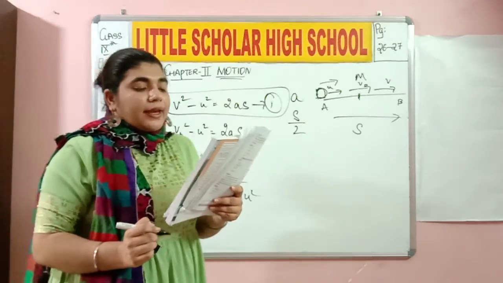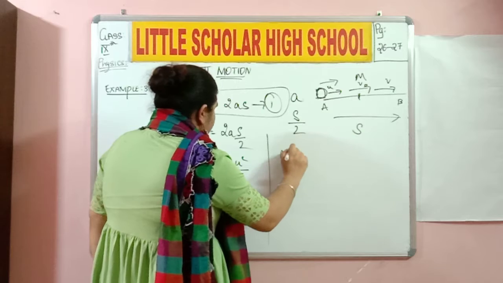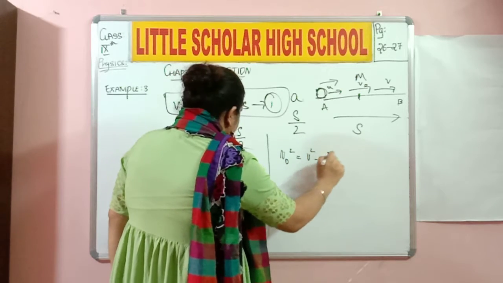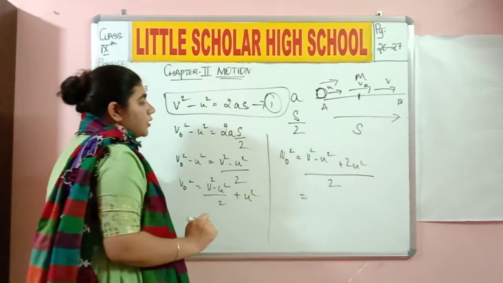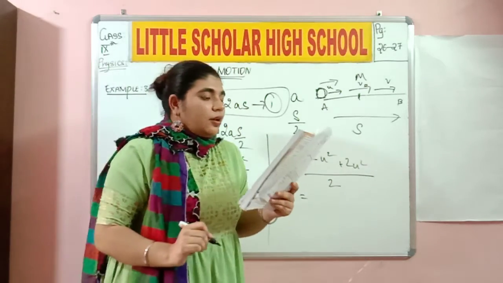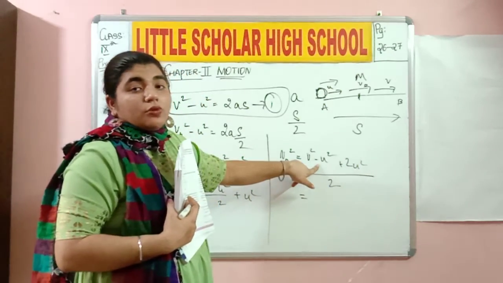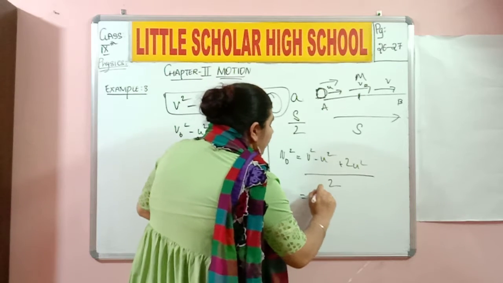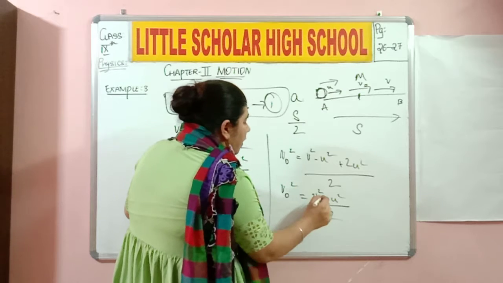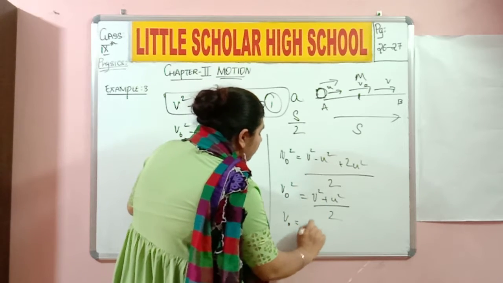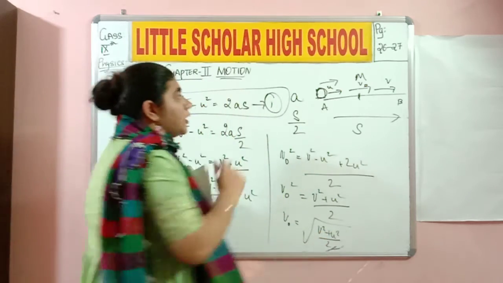Now we can take an LCM over here, that is v naught square is equal to v square minus u square plus 2u square by 2. Okay, so this is nothing but, I guess, we now look at this. 2u square minus u square gives you what? u square. So v naught square is equal to v square plus u square divided by 2. Now the square can be taken on this side, and this becomes under root of v square plus u square by 2. So this is the velocity at the midpoint.